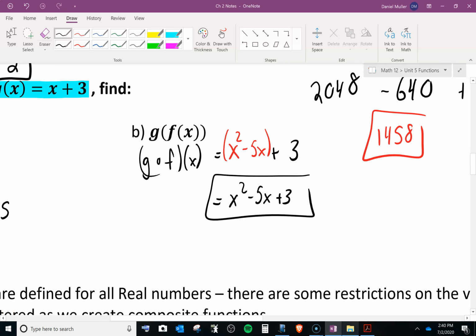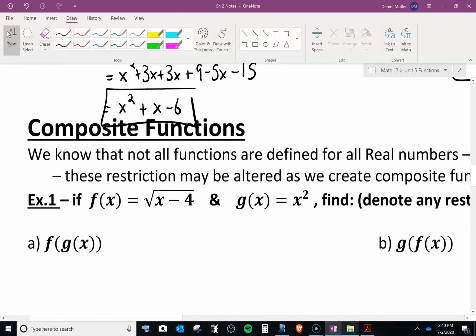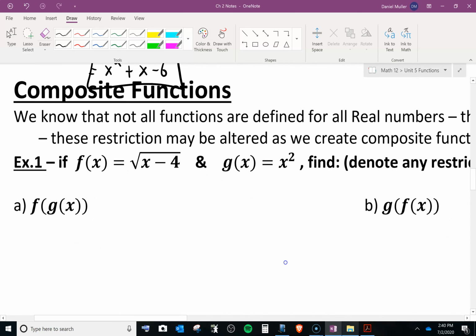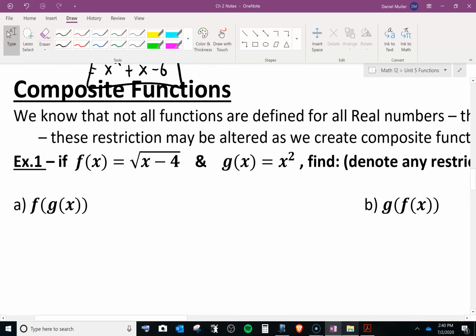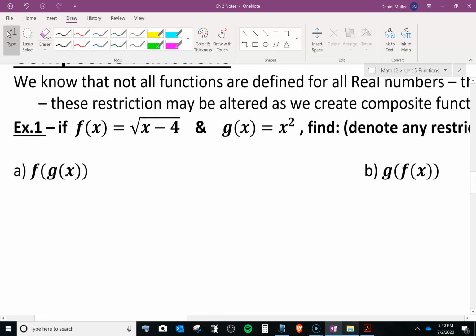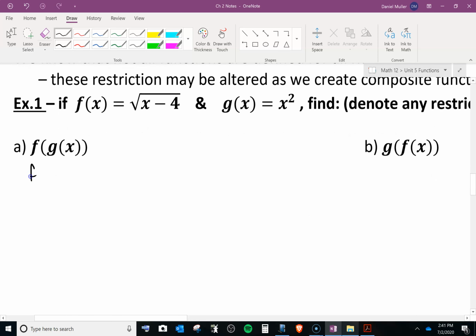Let's move on now to the next example. We're going to continue doing this, but then we're going to add in this idea of restrictions. So let's just do a and b and then look at the restrictions after. So this is f of g of x. We're going to take f, which is the square root of x minus 4, and we're going to input g. I see a spot for it right here.